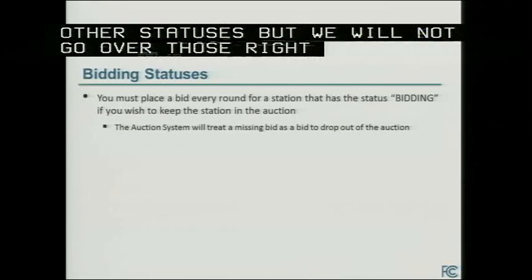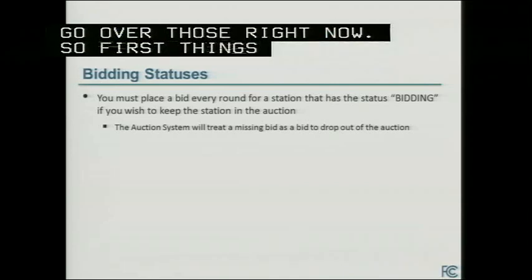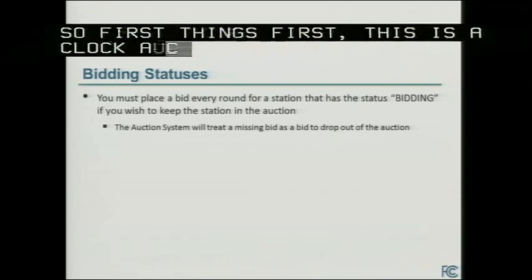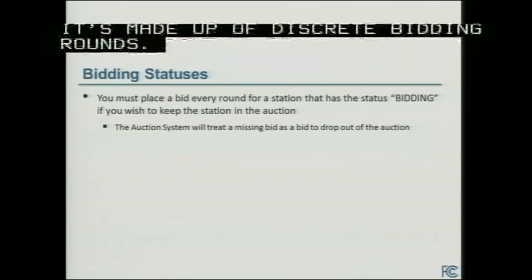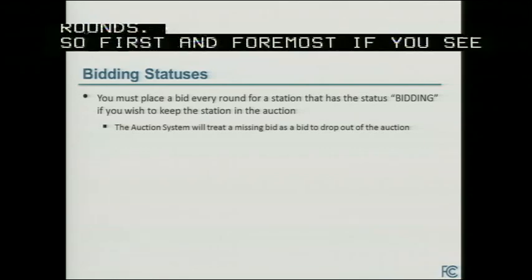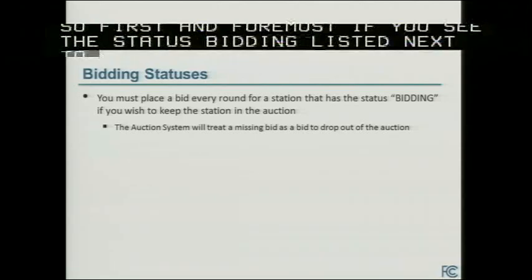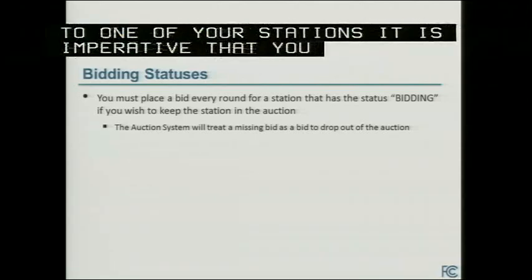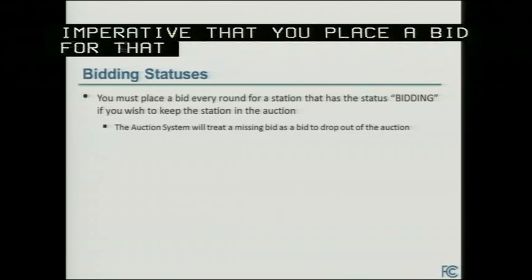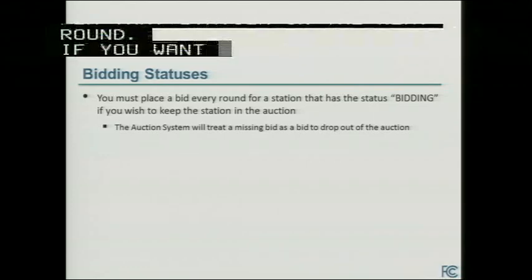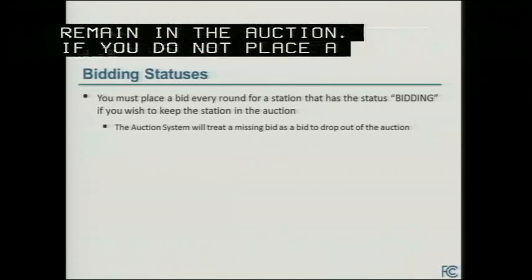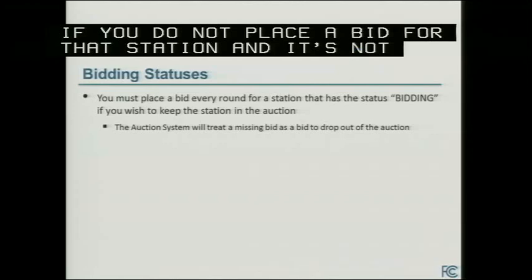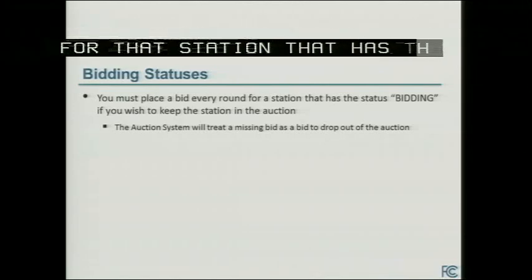So first things first, this is a clock auction. It is made up of discrete bidding rounds. So first and foremost, if you see the status bidding listed next to one of your stations, it is imperative that you place a bid for that station in the next round if you want that station to remain in the auction. If a bid is not placed for that station that has the status bidding, the auction system will treat that missing bid as a bid to drop out.